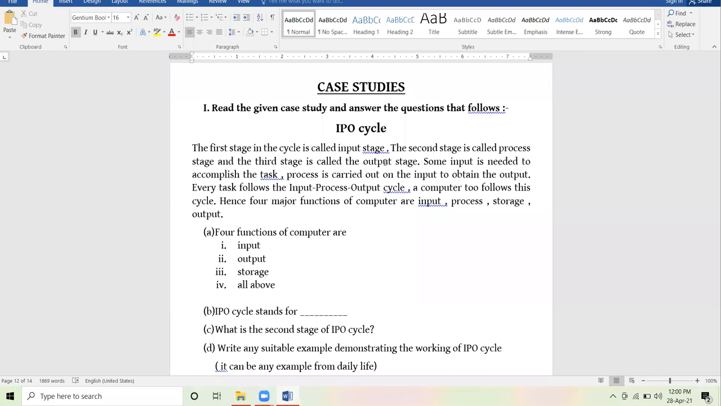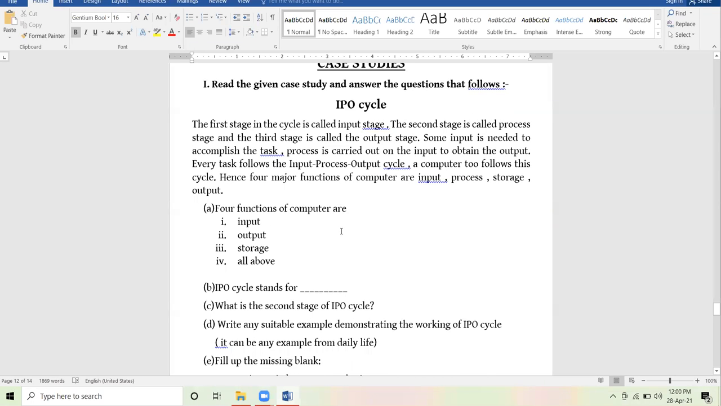Clear? So this was your case study paragraph. Now let us start the questions. Four functions of computer are input, output, storage, all above. Yes, Garima, unmute yourself and give the answer. Sir, all of the above. Very good, Garima. Very good start. I'll be changing the color of all the answers to red.